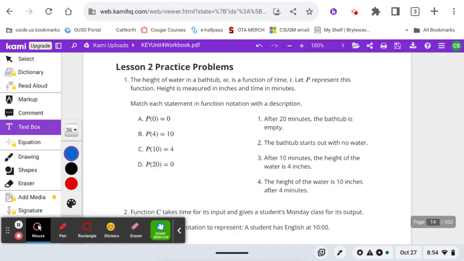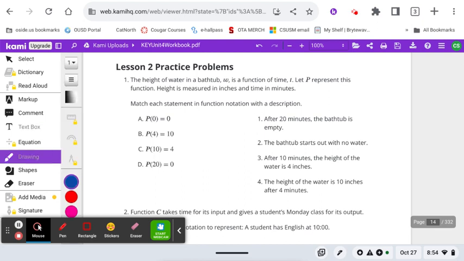All right. After 20 minutes, the bathtub is empty. You got it. Did you match it to this one? So do you want to write 1D or D1? Remember on IL Classroom, you're going to go ahead and slide and drag those. The bathtub starts out with no water. You got it. 2 is A, or drag on digital IL Classroom. After 10 minutes, the height of the water is 4. 3 is C. And the height of the water is 10 inches after 4 minutes. How'd you do?